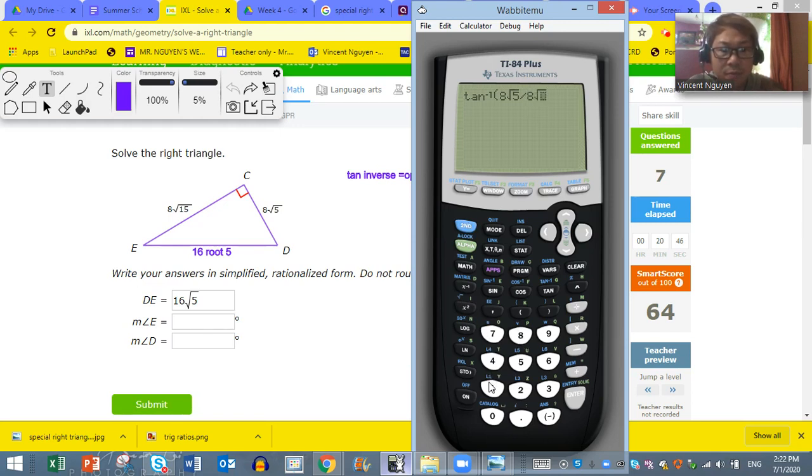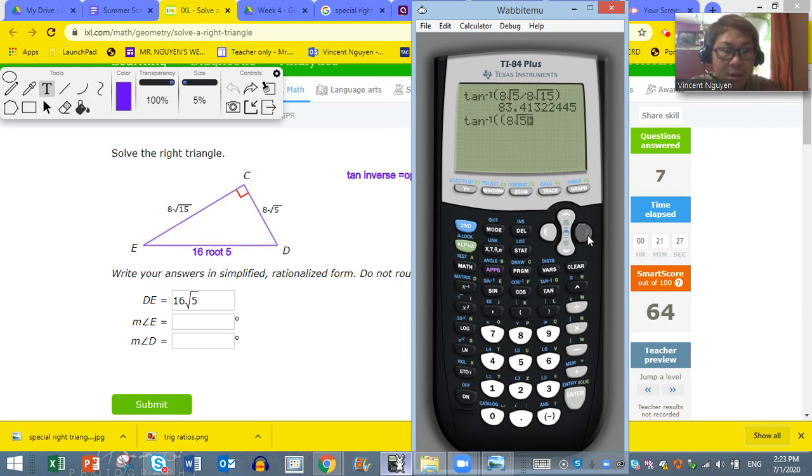Now, I'm not sure if I'm typing this in correctly, guys. I'm going to test both versions to see if this is correct. If you notice, I don't have enough parentheses to cover the top and the bottom, but I wonder if it's the same. That cannot be it. That angle cannot be 83 something degrees. So there must be something wrong. So here's how you should type it. Tangent inverse, put another set of parentheses for the top number, 8 root 5. Close that one, or actually get out first and then close.